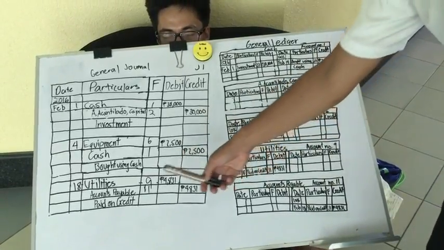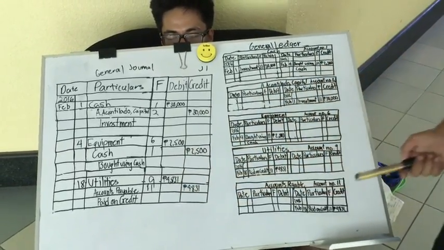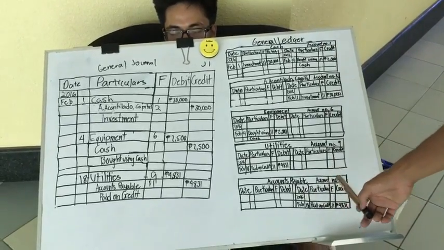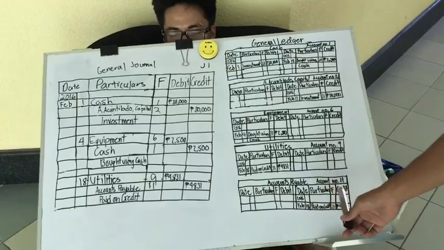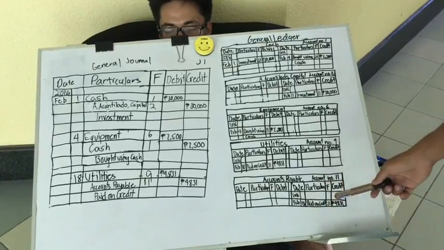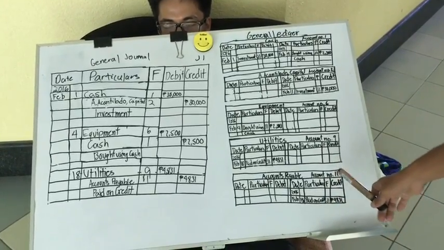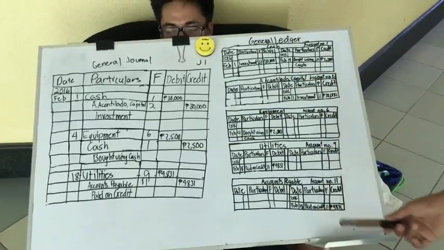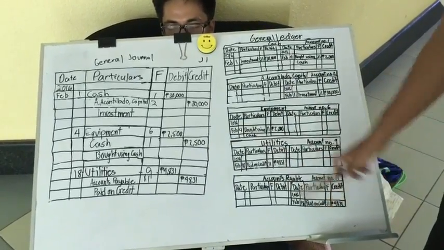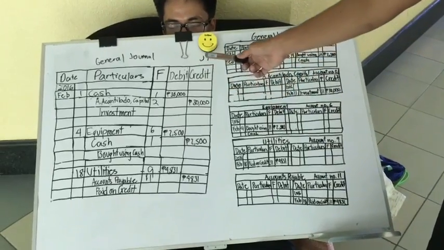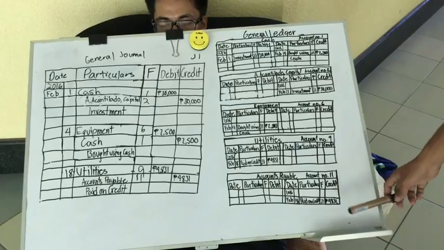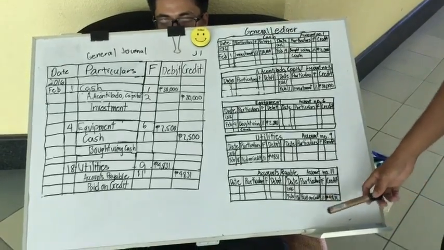Next is the accounts payable. Here in the accounts payable, you can see it's written in the credit part. So on the credit side, you copy the particulars again, paid on credit, then J1, since you got it from the journal, and you write the amount given, 4,831.